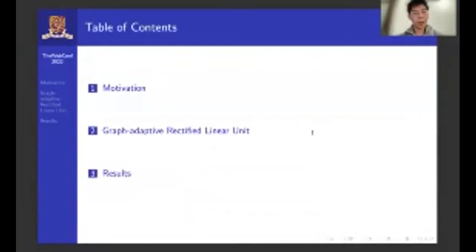Here is the roadmap of today's presentation. I will first talk about the motivation. In this section, I will briefly review some basic knowledge of the graph neural network, which has some relation to the problem we want to solve. The second section is our main method. We propose a new topological aware activation function, graph adapted rectified linear unit. We call it GRLU. And in the third section, we will show the experiment results of our proposed method.